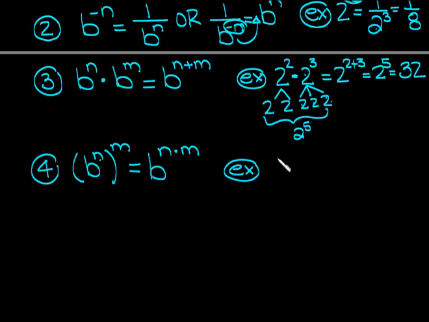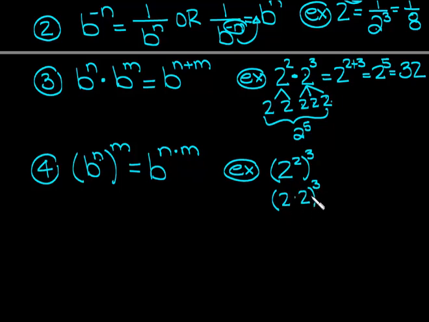Okay, so if I have, let's say, 2 squared raised to 3. Well, let me first show you why this property works, and then we'll take a look at it. Okay, so 2 squared is the same thing as 2 times 2.